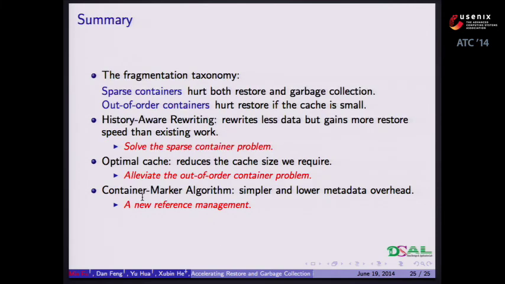In summary, we first propose a fragmentation taxonomy. Fragmentation can be classified into sparse containers and out-of-order containers. And then we propose a history-aware rewriting algorithm to solve the problem of sparse containers, and an optimal cache to alleviate the problem of out-of-order containers. And finally, we develop a container marker algorithm as a new reference management. It has significantly lower metadata overhead than existing reference management.